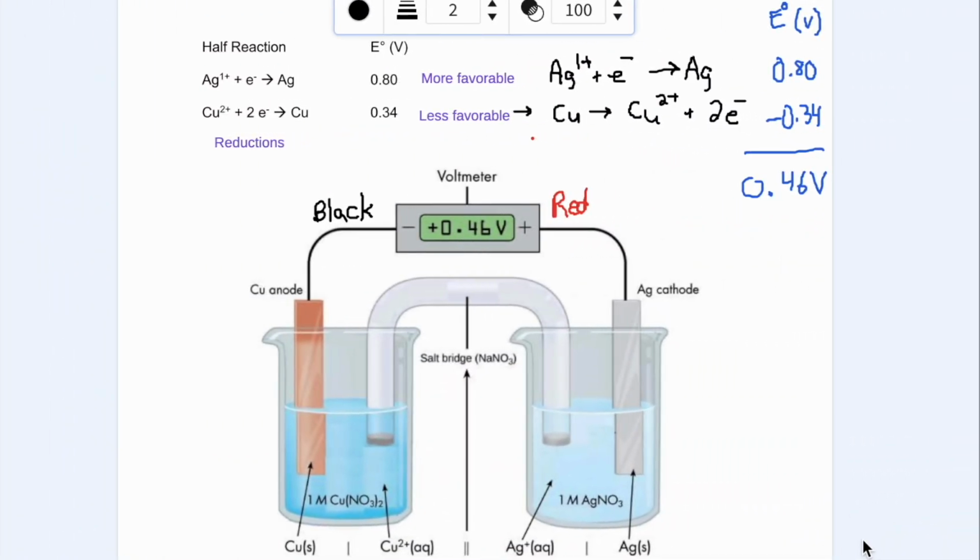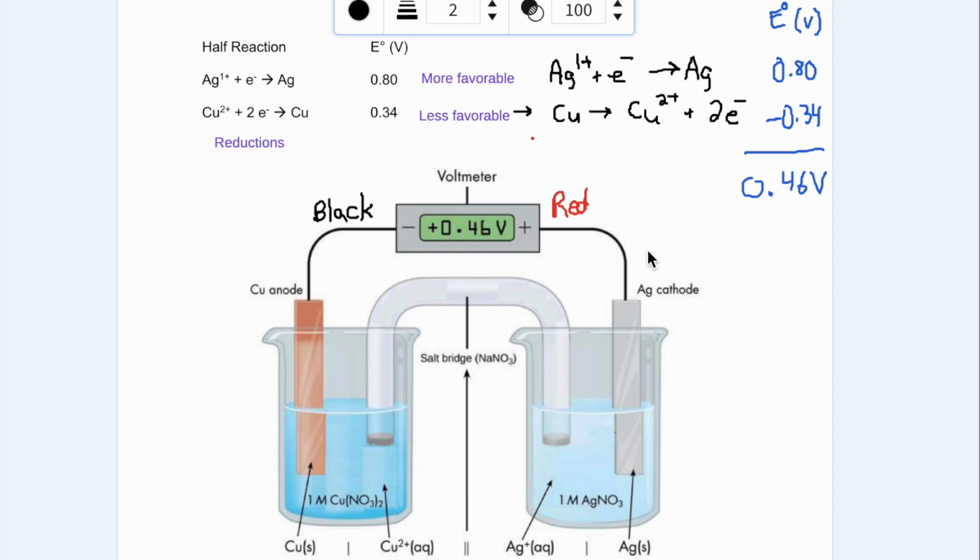All right, let's try to look at a diagram of what could be happening in lab. So we are going to be hooking up a voltmeter. The LabQuest has a probe that's a voltmeter probe, and we are going to hook it up to our two half cells. And so the wires have two different colors. One of them is black and one of them is red. So if we hook the black one up to the anode and the red one up to the cathode, we will see a positive readout.